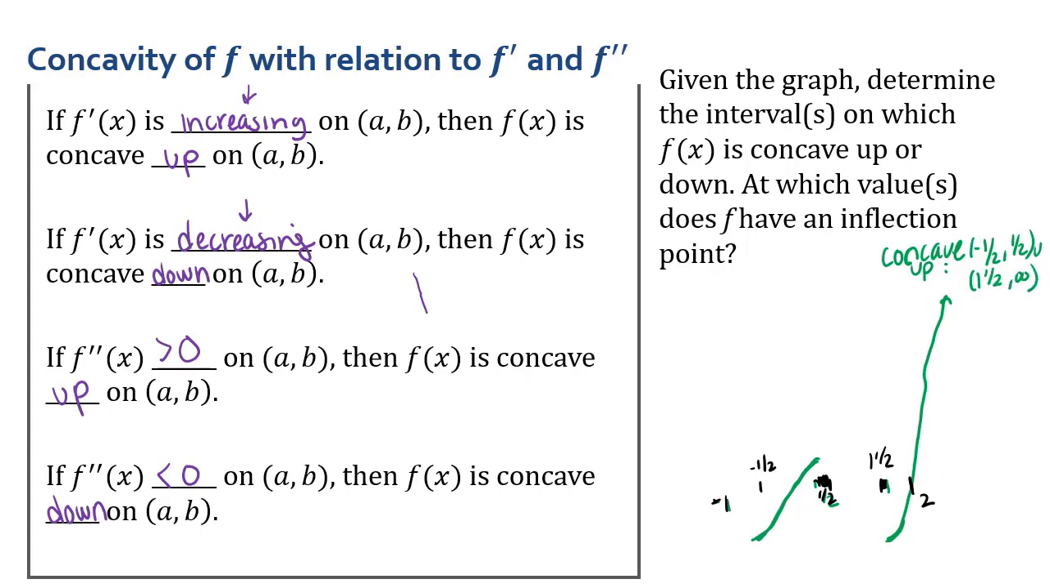And we'd say this is concave down. So a function is concave down where the first derivative graph is decreasing. So this first derivative graph is decreasing. It's going down between, so concave down. So it's going to be concave down from -infinity to -1/2. And then again, it's going to be concave down here, so from 1/2 to 1.5.